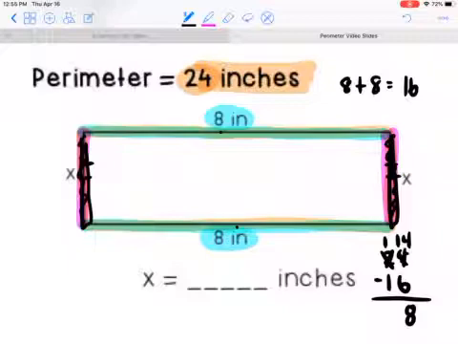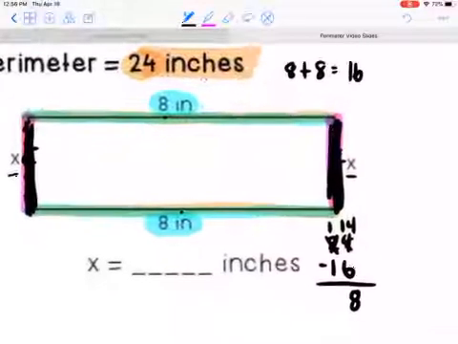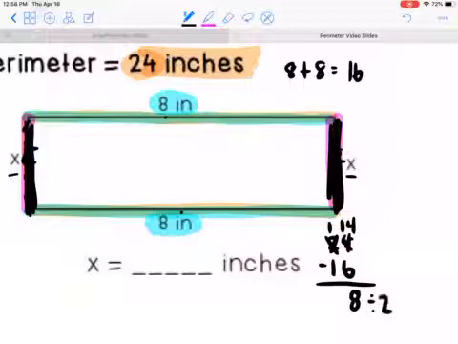Now, 8 is the distance of these pink lines put together. So it's this and this put together. That's not what X is equal to. We have one more step to do. Because there are two equal lengths, X is equal. They're equal lengths. What we have to do is divide 8 by 2.